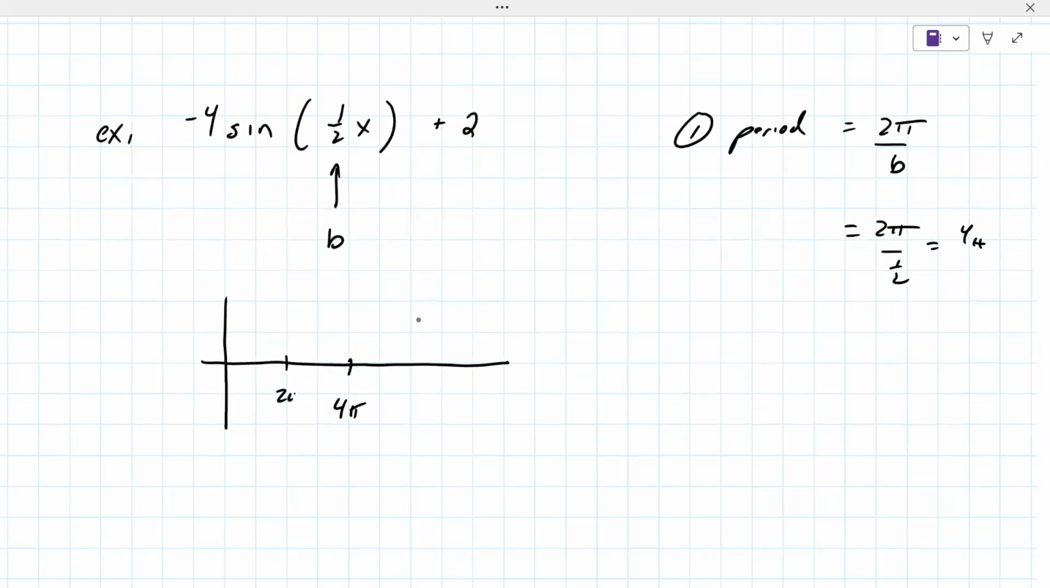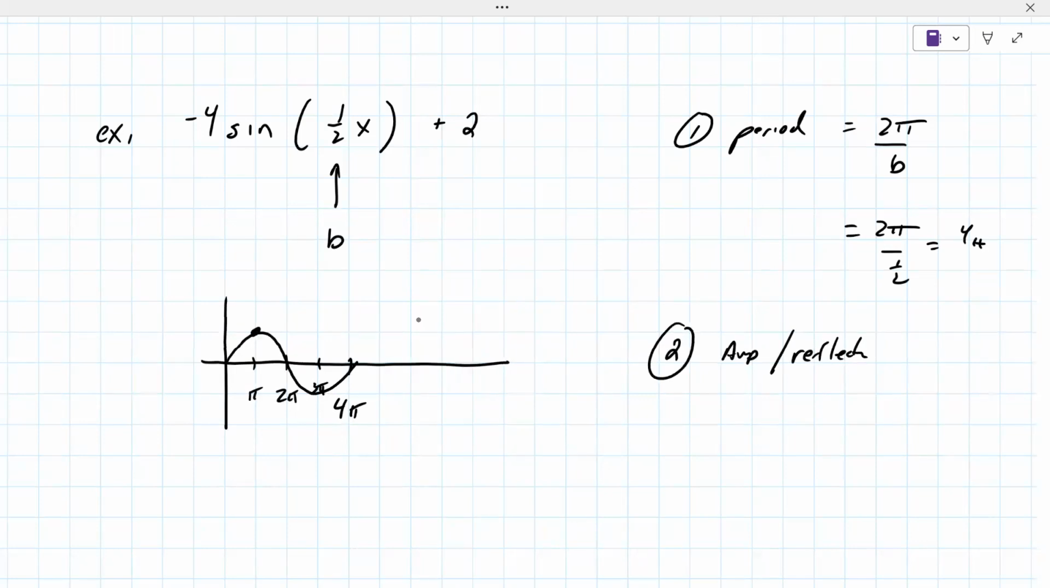And then you need half, and then half, and then half, like that. And then I do like to draw that parent function right there. All right. The next thing to deal with is the amplitude and the reflection. You can maybe do those together if you're comfortable.